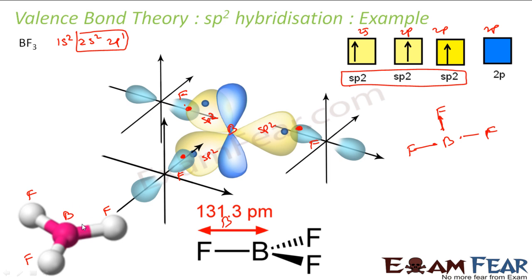Similarly, with valence bond theory also we get the same shape, right? But the approach to explain is different, because BF3 being trigonal planar is experimentally proven, right? And why it is trigonal planar is explained by two different theories. One is the VSEPR theory and the other is valence bond theory.